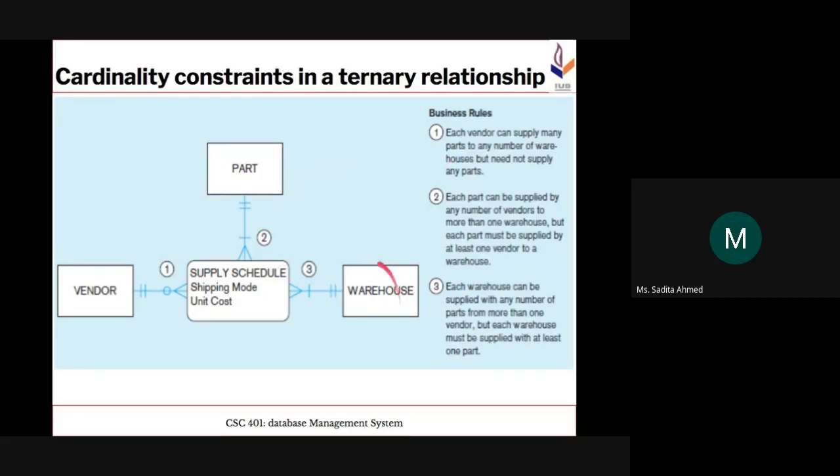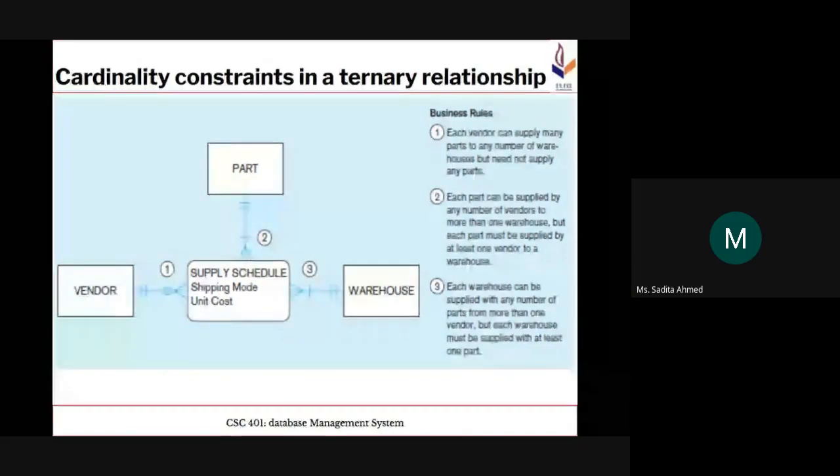Warehouse ID similarly, since a single warehouse will be associated with multiple supply schedules. Warehouse ID can be the same in multiple rows. So warehouse ID will not be unique either. But the combination of the three will be unique. No? Yes, Sabit.